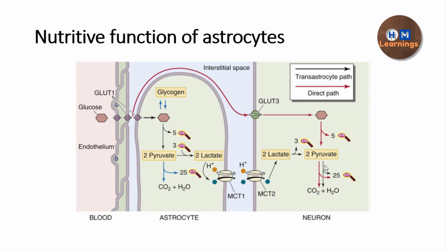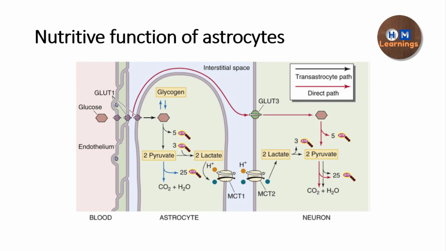That is called the trans-astrocyte pathway, and this pathway, or you can say the astrocytes, provide food or nutrition to the neuron only in the form of lactic acid. Apart from this, glucose can directly enter into the astrocytes and be converted into lactate. So there are two options: either astrocytes store the glucose in the form of glycogen, or they convert glucose directly into lactate and then send it into the neuron.